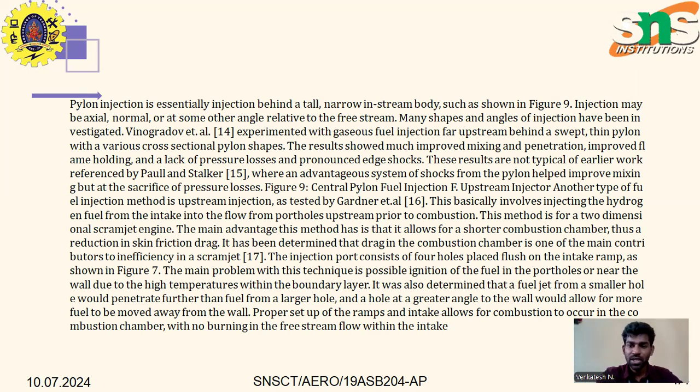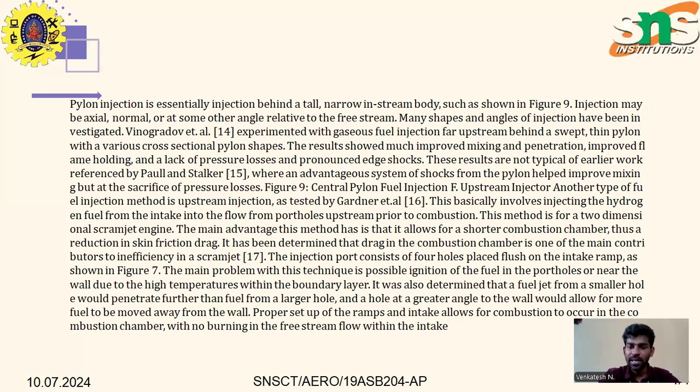Another type of fuel injection method is upstream injection. It basically involves injecting the hydrogen fuel from the intake into the flow from ports upstream, prior to combustion. This method is for a two-dimensional scramjet engine. The main advantage of this method is that it allows for a shorter combustion chamber. There's a reduction in skin friction drag.